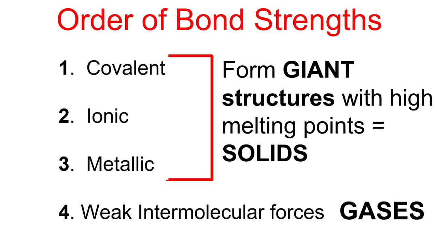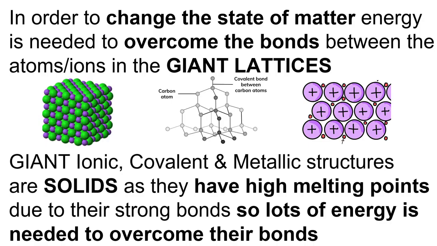And so here are your giant covalent structure, giant ionic, giant metallic. They're all solids with high melting points. If it's a gas, there's only weak intermolecular forces between them. So press pause here for a moment to know why they're solids. They have giant lattice structures.